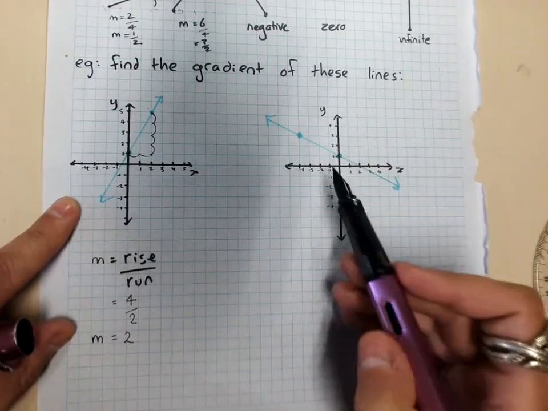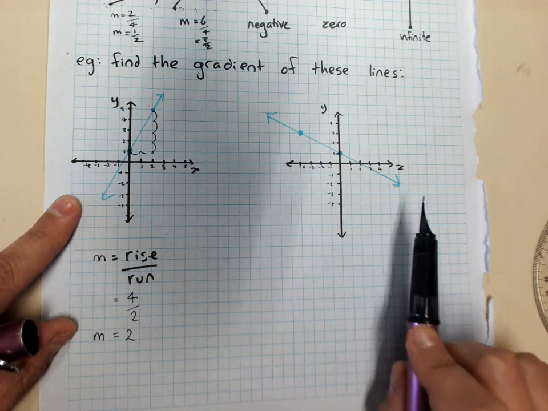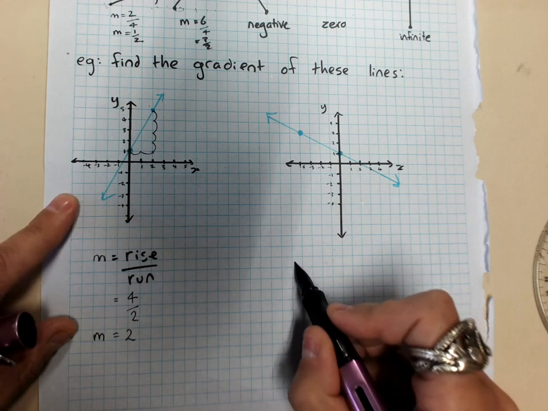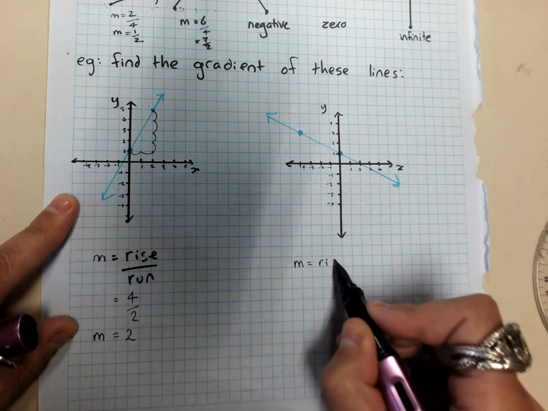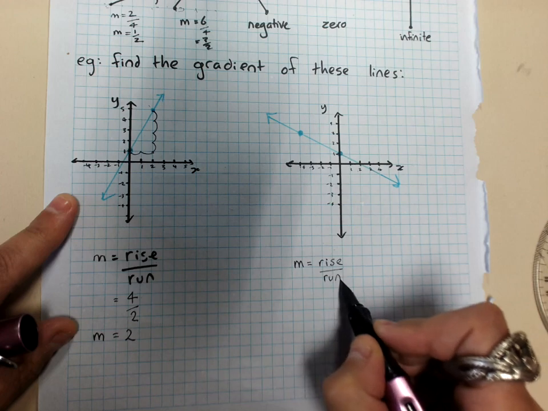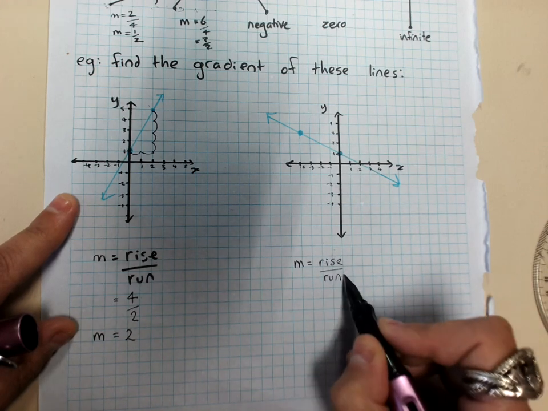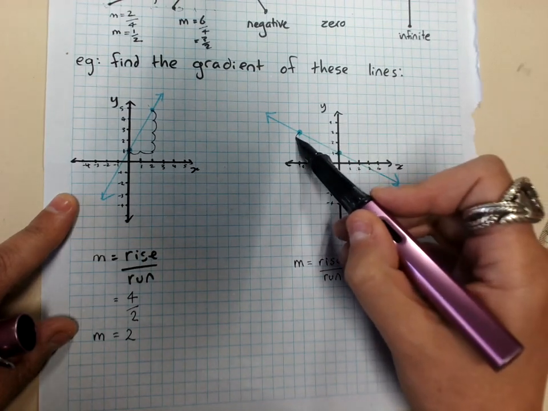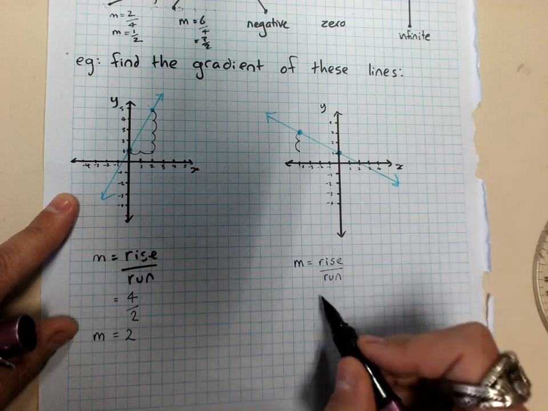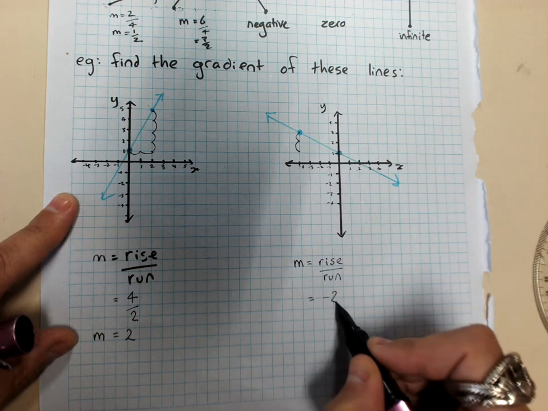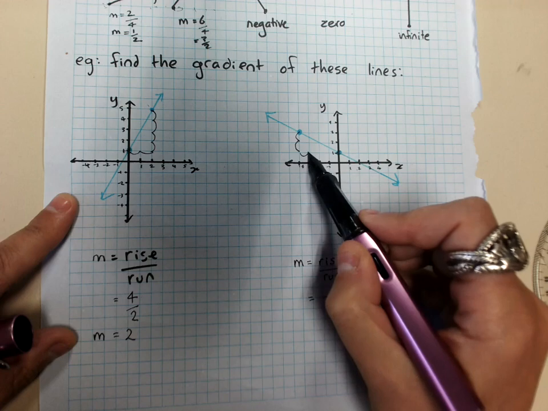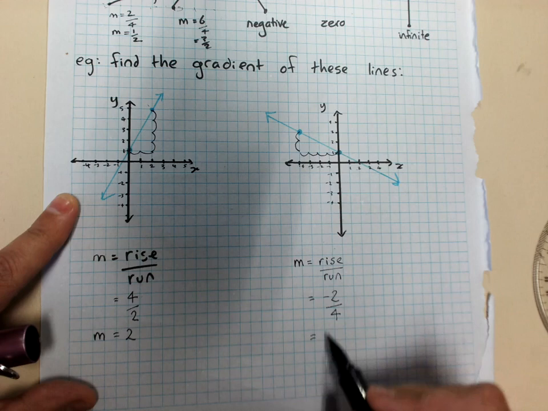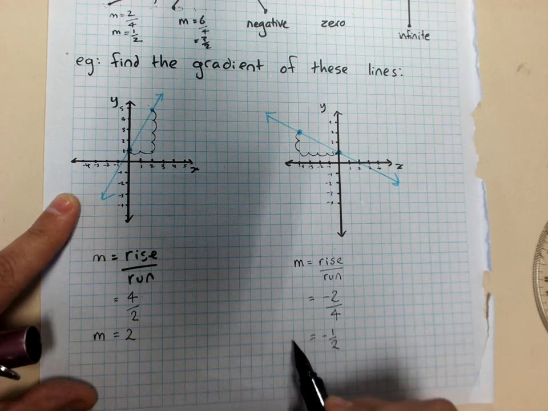For this graph, you can see we've got a negative gradient. It's sloping down across the graph, the way we read. But we do this exactly the same way. Gradient is rise over run. How much it's gone up or down by how much it's gone across. So from this point to this point, the rise is actually a drop of 2, so we'll say negative 2. And the run, 2, 3, 4, is 4. If we divide that out, we get negative 1/2.